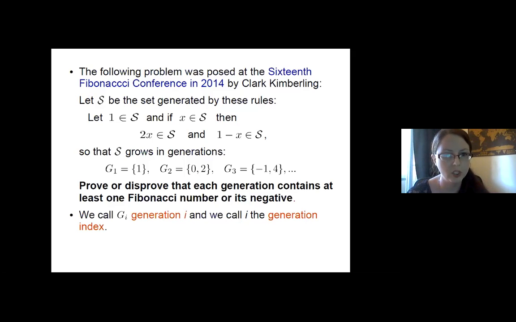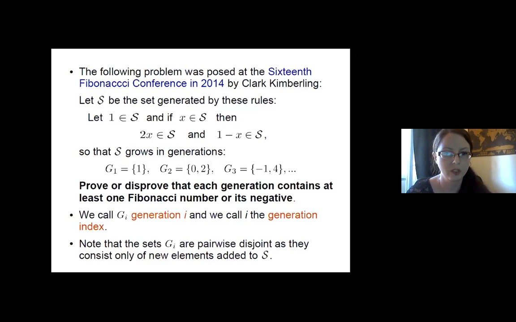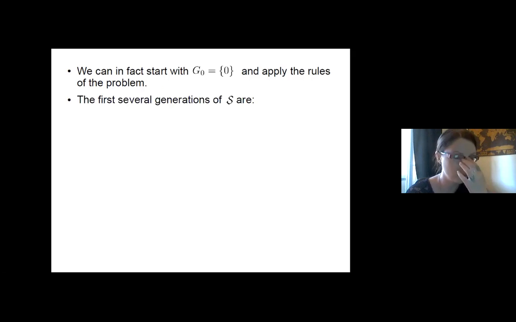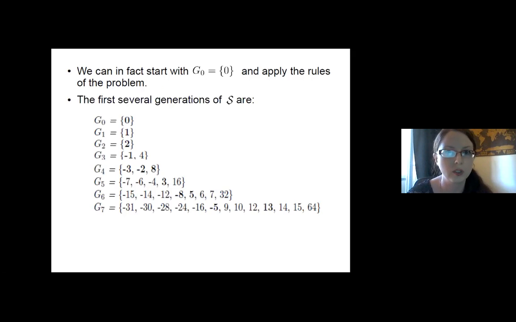So we'll call G sub I generation I, and we'll call I itself the generation index. So as I mentioned, we'll note that these sets G_I are pairwise disjoint because they consist only of the new elements that we're adding to S at any given time. So we kind of restructured this problem a little bit. Instead of starting at 1, we could analogously start at 0. And we'll take sort of a closer look at the first few generations here.